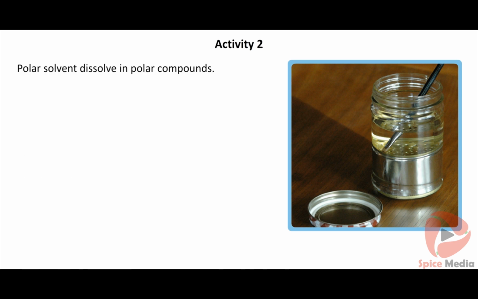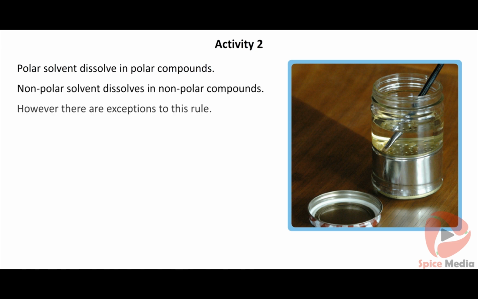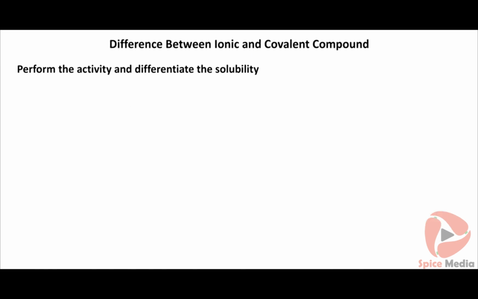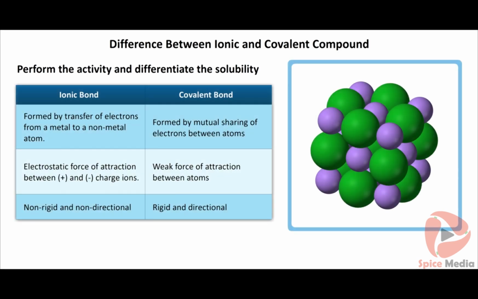Polar solvent dissolves polar compounds. Non-polar solvent dissolves non-polar compounds. However, there are exceptions to this rule. Difference between ionic and covalent bond. Ionic bond: formed by transfer of electrons from a metal to a non-metal. Covalent bond: formed by mutual sharing of electrons between atoms. Ionic bond: electrostatic force of attraction between plus and minus charged ions.